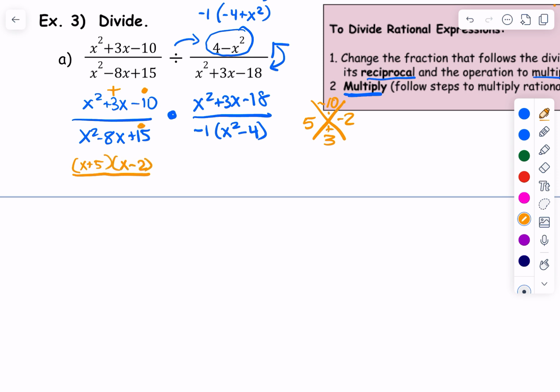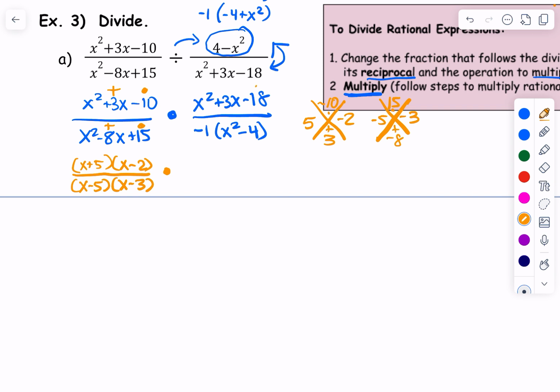Then we need to multiply to 15 and add to a negative 8. Well, two negatives make a positive with multiplication, and when we add two negatives, we get that negative. So we're going to have x minus 5 and then x minus 3.